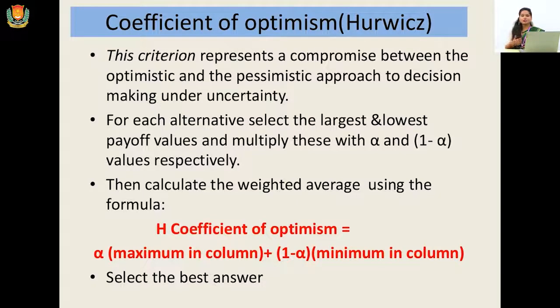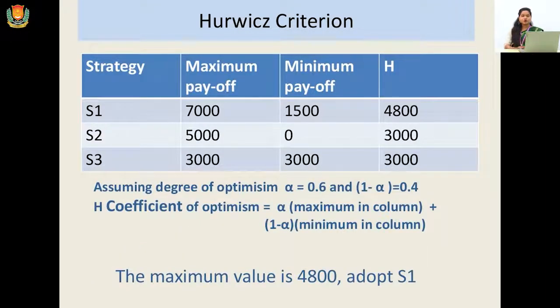It will always be given to you what type of optimism value is related to that particular situation. Now, that largest and lowest payoff value, you will multiply by alpha or 1 minus alpha. So the formula for the Hurwicz coefficient of optimism will be alpha multiplied by the maximum in the column plus 1 minus alpha multiplied by the minimum in the column. This will give you the best answer for your situation or strategy.